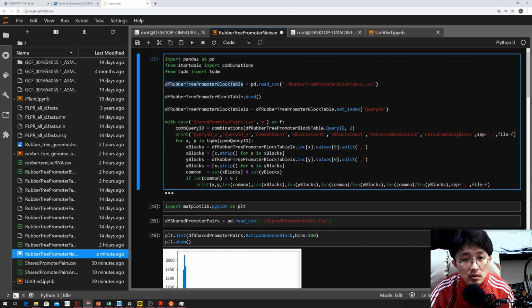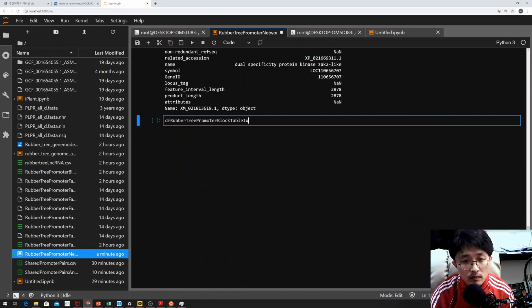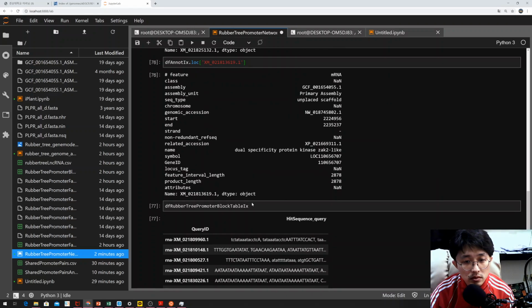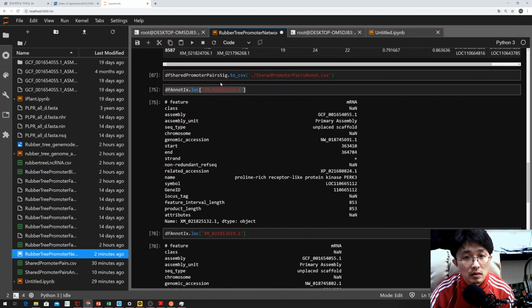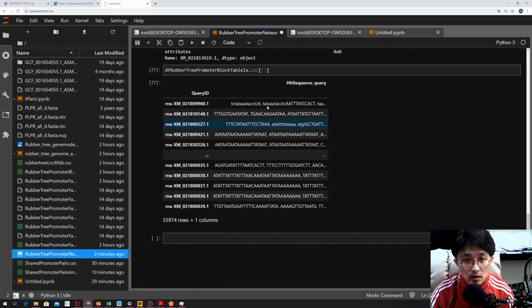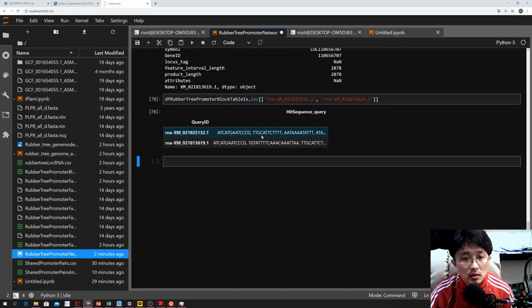So we have this data frame, and I want to stop these two, right?